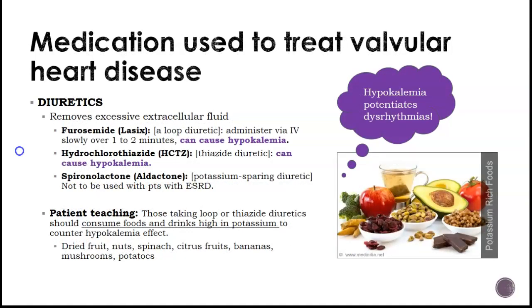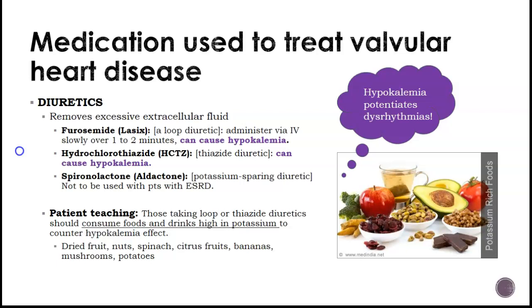Medications to treat valvular disease, we're going to see a lot of crossover. Diuretics: furosemide, HCTZ, and spironolactone. Furosemide and HCTZ can both cause hypokalemia simply because they are non-potassium sparing. Know that hypokalemia can potentiate dysrhythmias, so make sure you review your signs and symptoms of hypokalemia. Spironolactone is potassium sparing. Those patients could be at higher risk for hyperkalemia, so also know your signs and symptoms for hyperkalemia. Know your lab values for potassium.